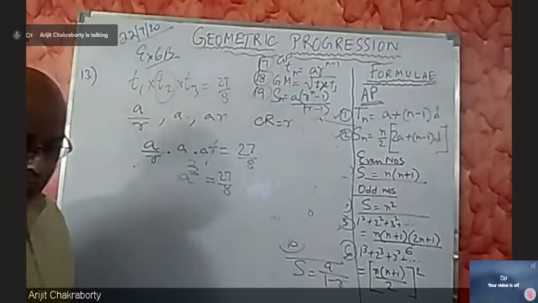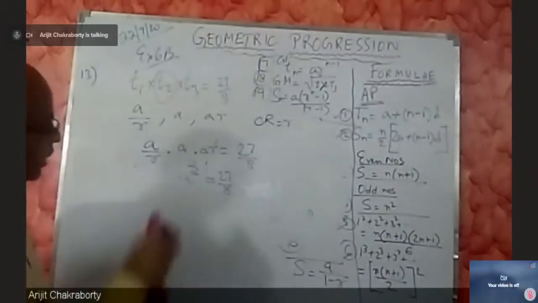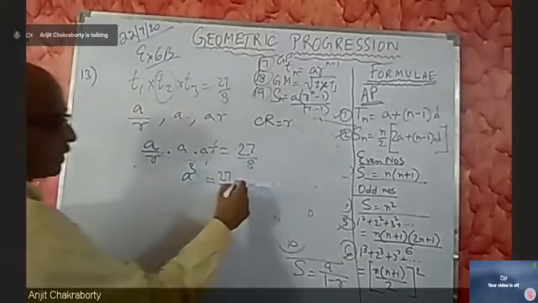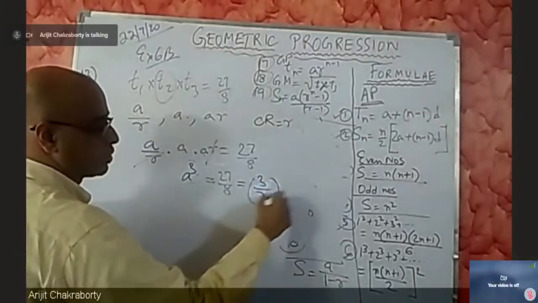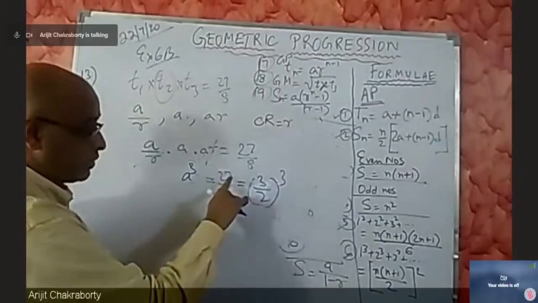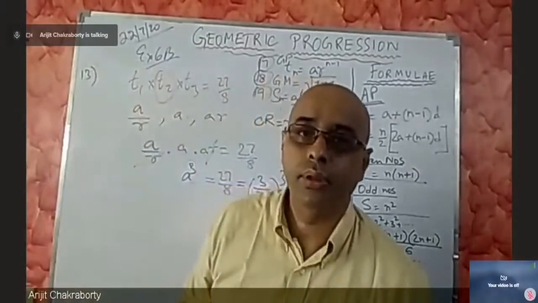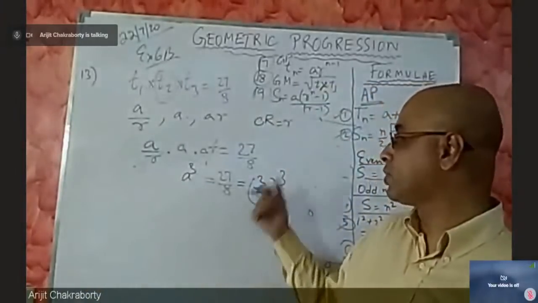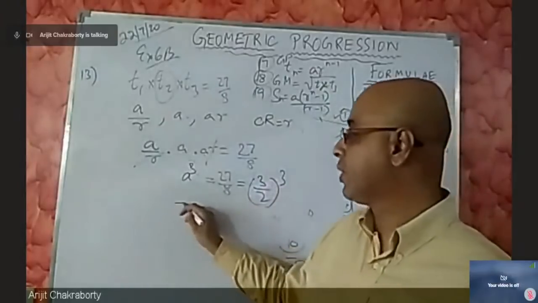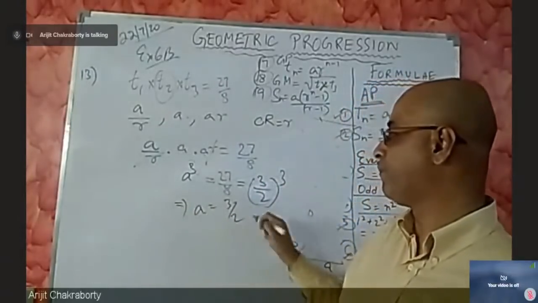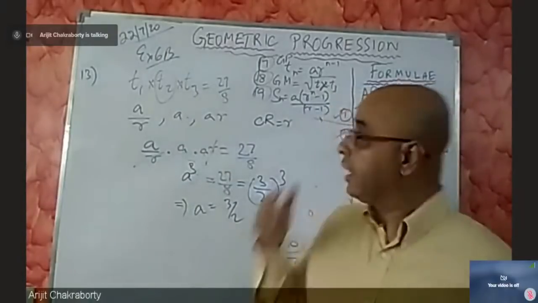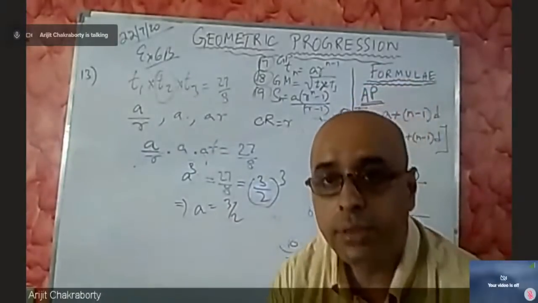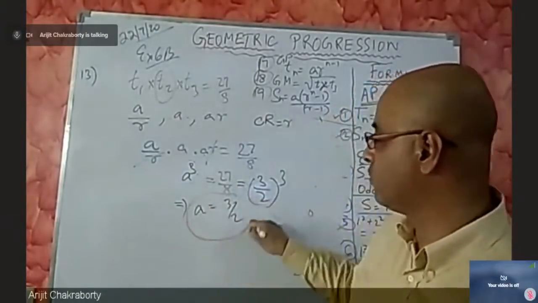A cube is coming to 27 by 8. But 27 by 8 is nothing but 3 by 2 cube. 3 into 3 into 3 is 27, 2 into 2 into 2 is 8. I hope you are following. So A cube is 3 by 2 to the power cube. Therefore, A is equal to 3 by 2. So A is the middle term. Please see, as per our assumption, A is the middle term. So the answer is, the middle term is 3 by 2.